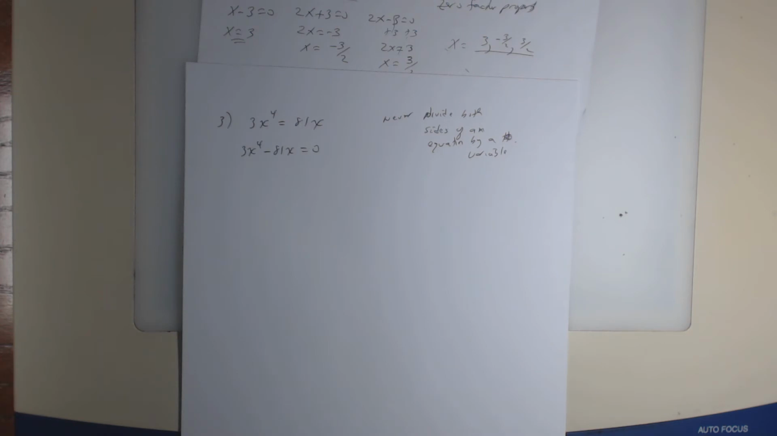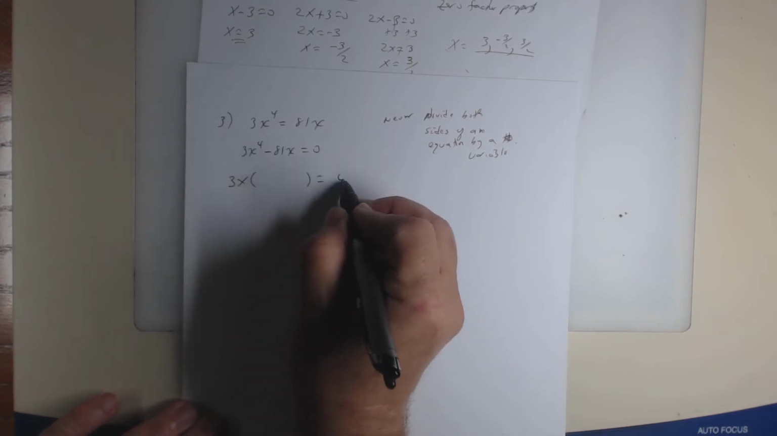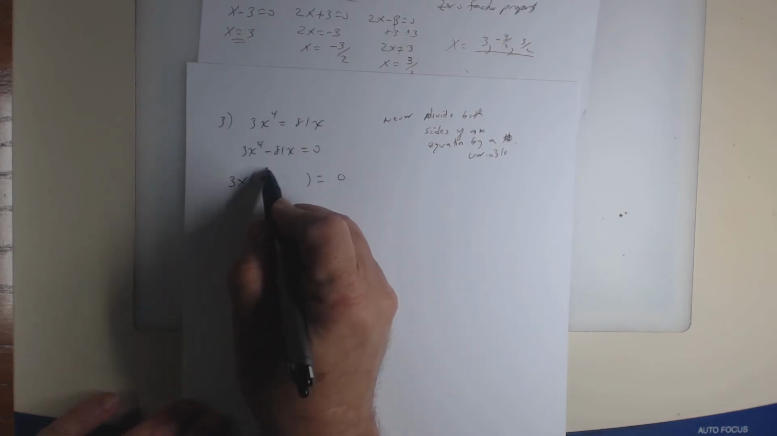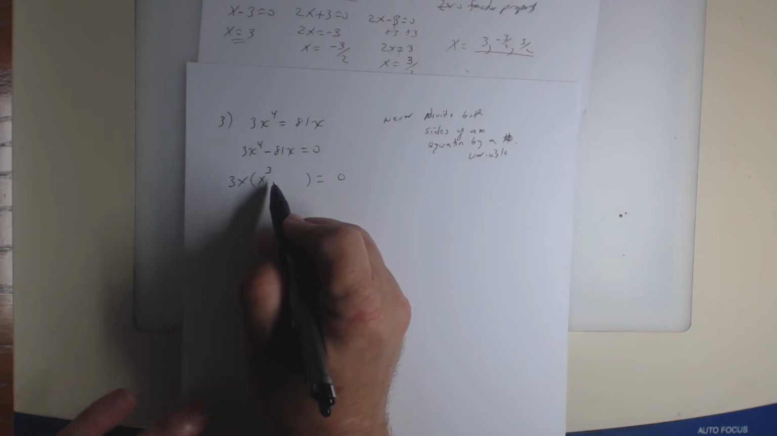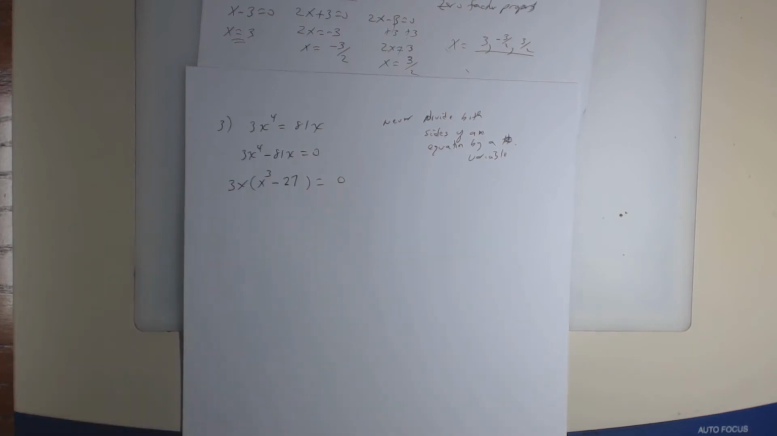Now, what's the next step? GCF. What's the GCF? 3x. Good. Times what? X cubed minus 27. So x cubed minus 27.